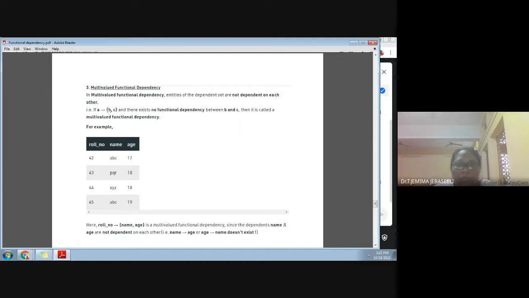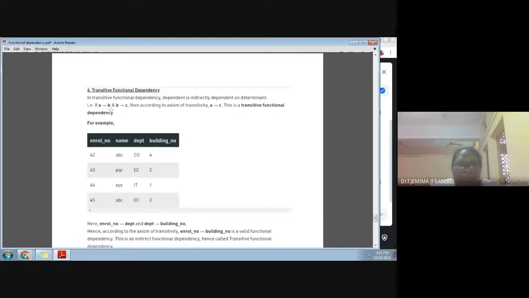So the right-hand side contains multiple values, and here also X intersection Y is an empty set. Y represents here Y1 and Y2, like that, multiple columns. So when you consider this comparison, it is called multi-valued functional dependency. Then the next one is called transitive functional dependency.